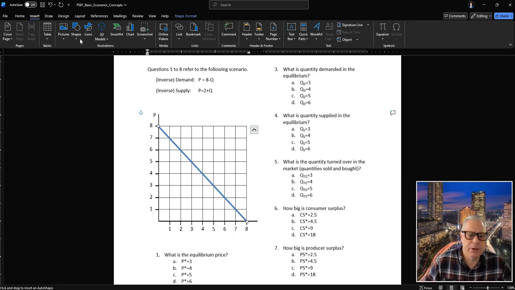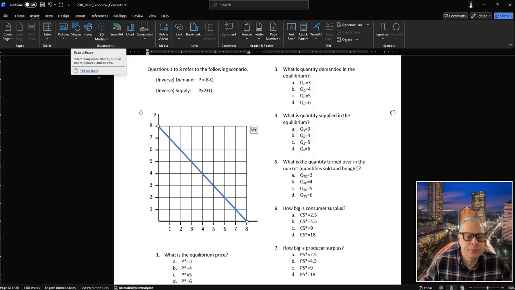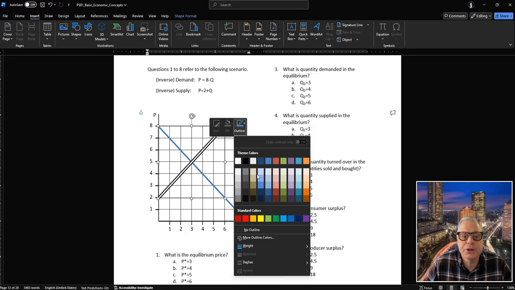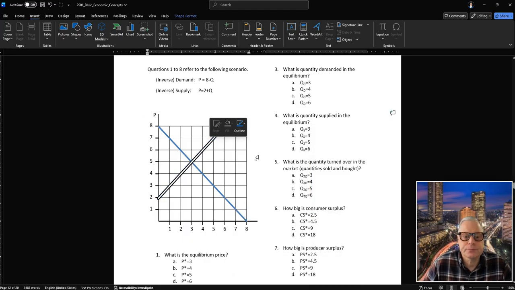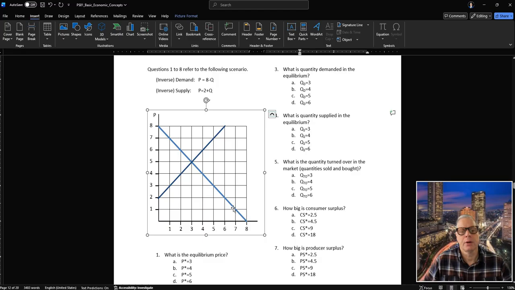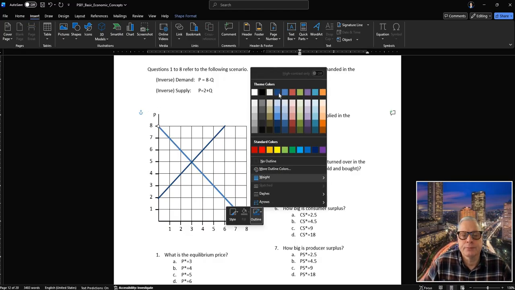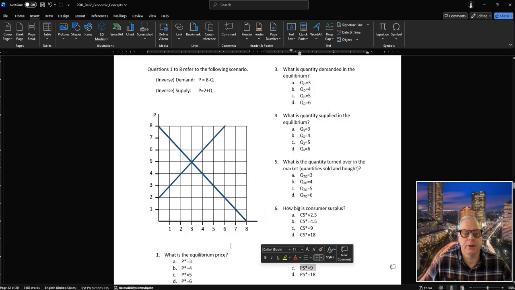Let's try the pen. So it's 2, slope 1. Okay, so this is our demand. Different color though, but we can change that. Okay, and now they look the same.